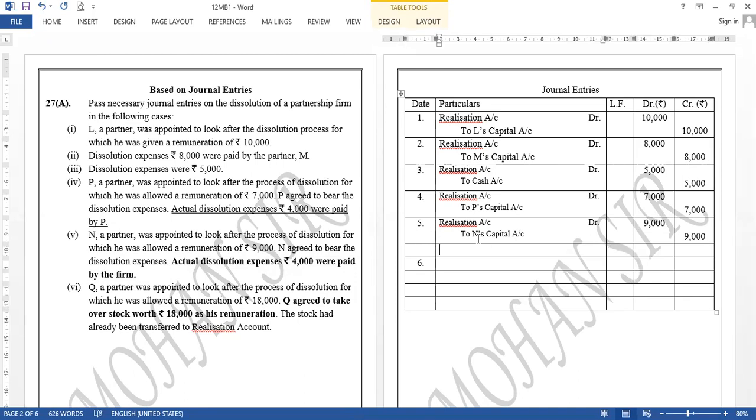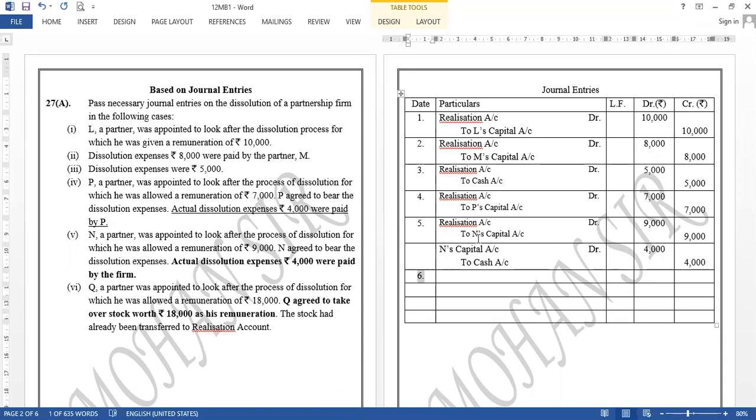अब क्या हुआ? N was to bear. In the previous transaction, P को bear करना था and P paid those expenses, so there was no problem at all. But over here now, N is to bear, and on behalf of N, firm has paid those expenses rupees 4,000. तो पे अगर firm ने किया तो पैसा तो firm का गया, तो N's capital account will be debited. Okay. To bank. हाँ, to cash or bank, anything. ठीक है, तो this has to be taken care of, and amount is rupees 4,000.